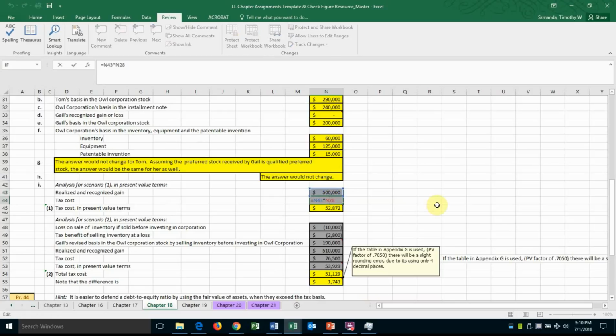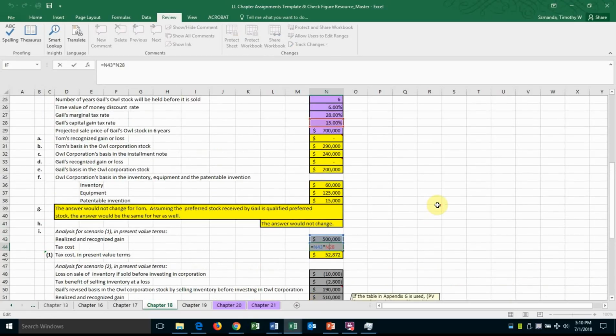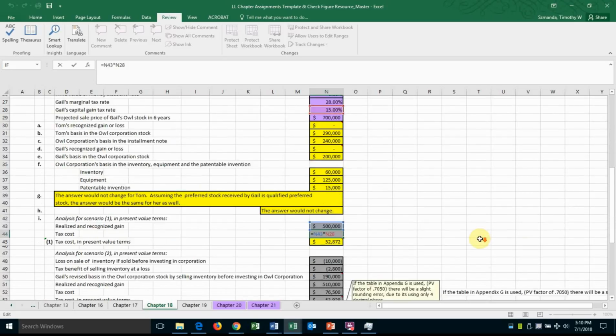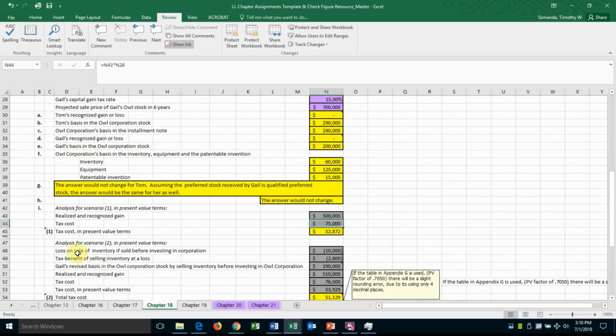Then we'll look at the tax cost of that gain, which is going to be her $500,000 recognized gain times her capital gain rate of 15%. Alright, so from Gail's point of view, in present value terms, this is the tax cost.